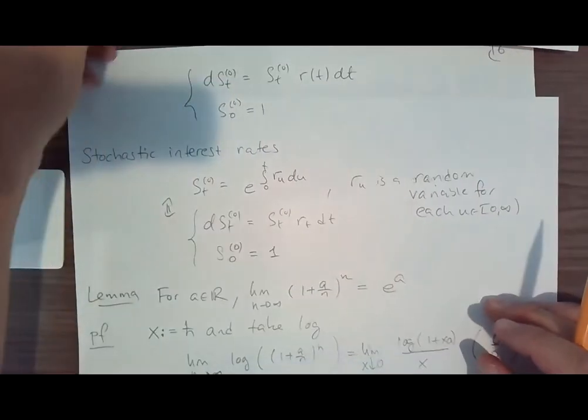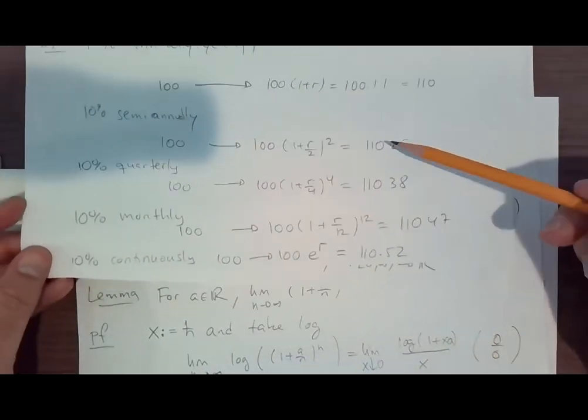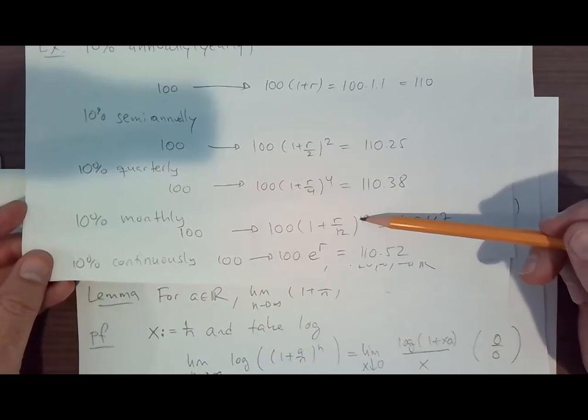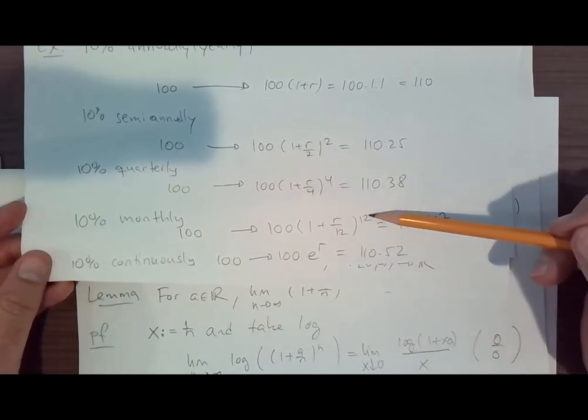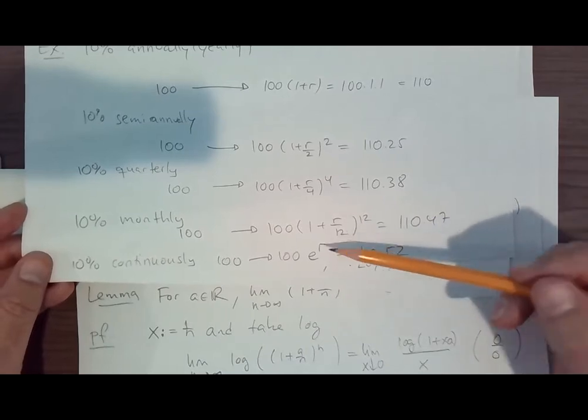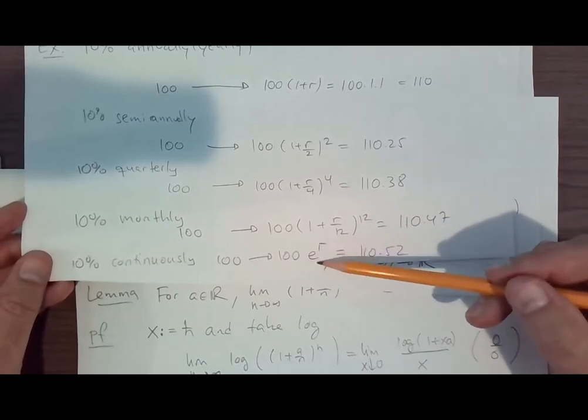So this is why we're seeing these numbers stack up the way we are. As I raise this power here, if I put a general n here, I'll have (1 + r/n)^n, and that thing has a limit, and the limiting object that you're going to get is this exponential of r.